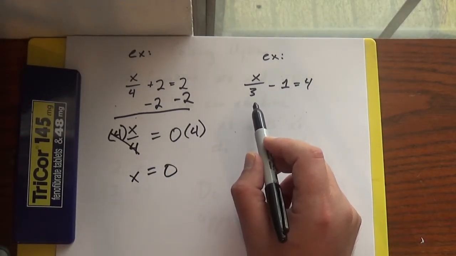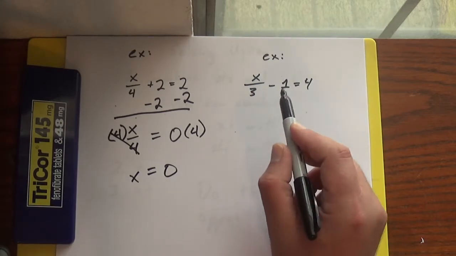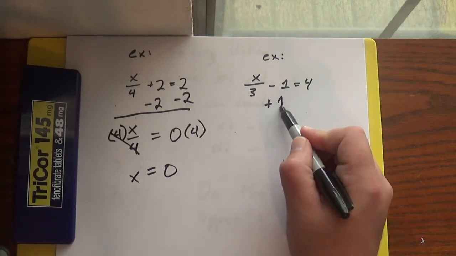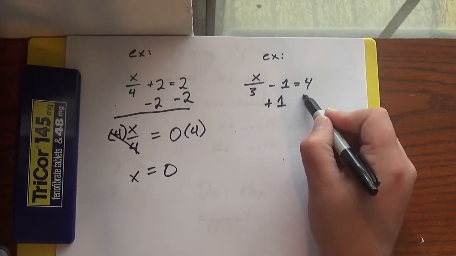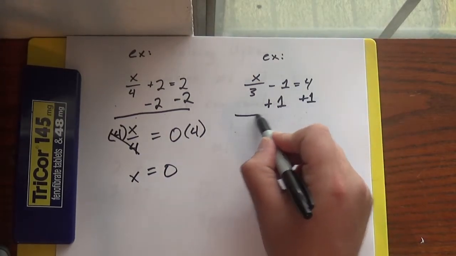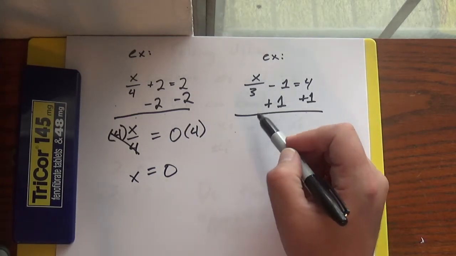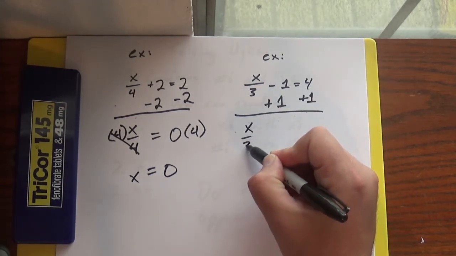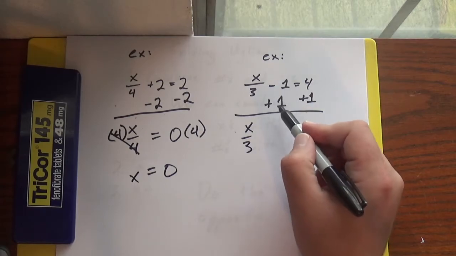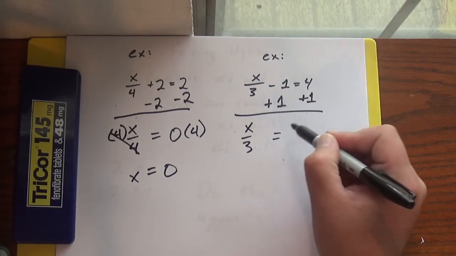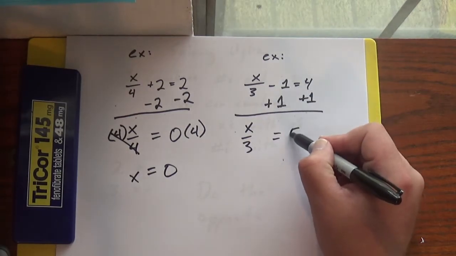This one we're going to do the same thing. First we need to do the add subtract stuff. So I'll add 1 because I want to do the opposite, and add 1 on the other side, because if I do it on one side, I've got to do it on the other. So this comes down. These two cancel out. The equals comes down. 4 plus 1 is 5.